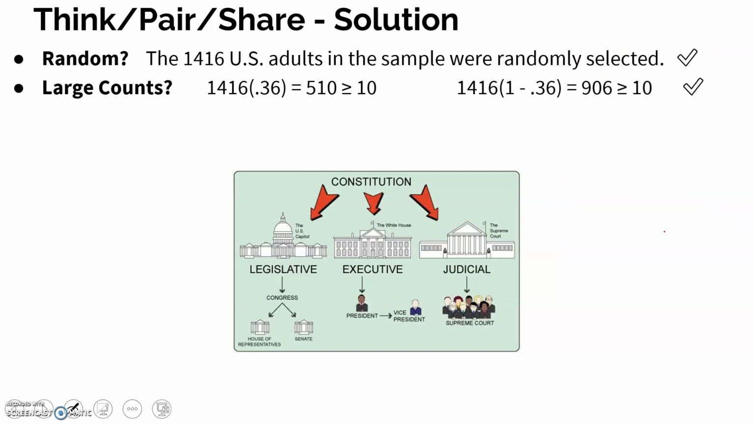So using that, you should have been able to calculate for the large counts condition about 510. Again, we round to a whole number if we need to. And then here, 1,416 times 0.64 gives you about 906, and both are comfortably over 10. And again, there was also the random condition, and the problem did say that the sample was collected randomly. So we are good to go on these conditions.